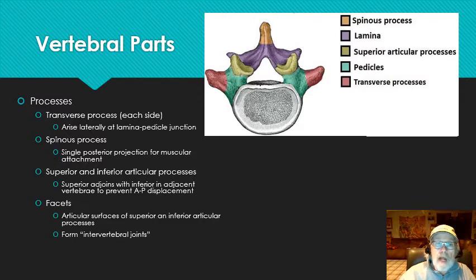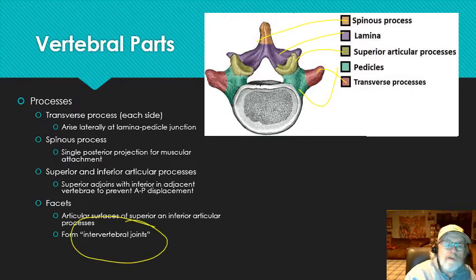And if we look at the processes again, this is the same thing that we talked about before: my pedicle, my transverse process, my articular facet, the lamina, and the spinous process. We've talked about that already, so we don't have to worry about these facets.